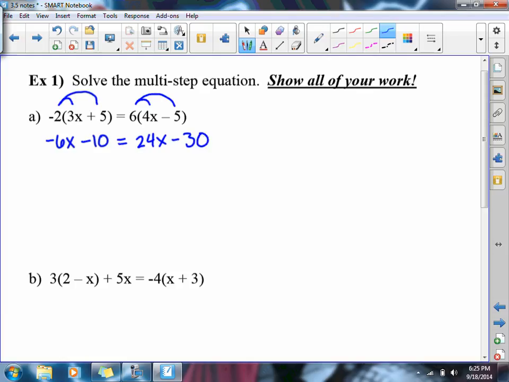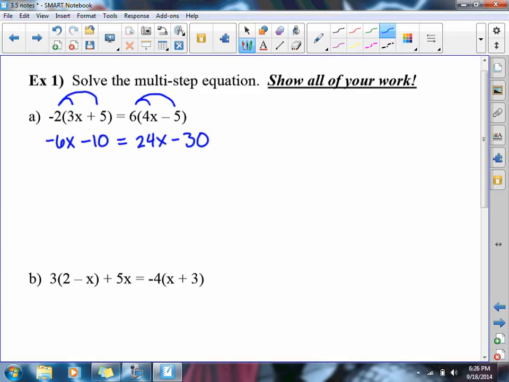So we've done our first step with distribution. Now I'm going to look at the right side of my equation and see if I have any like terms to combine together, and I don't. I'm also going to look at the left side, and I don't have any there either. So I get to skip the first part of combining like terms, but now I have to do the second part, where I move all my variables to one side and all my numbers to the other.